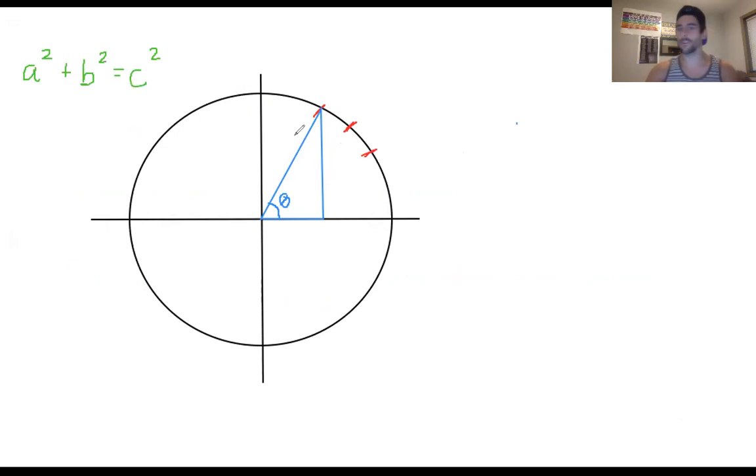We have a unit circle. I was going to make a joke that I drew it by hand, but it's really good, so I did not draw that by hand.